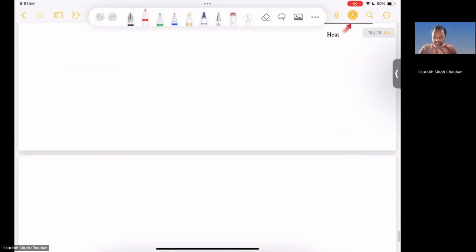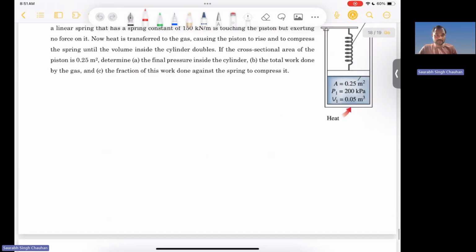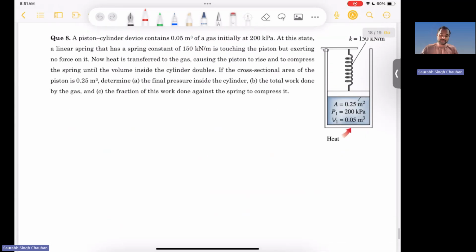Okay. So I hope this was clear. We have one more question, but I don't think that we can solve this in the remaining time. But I will explain how we can solve this. So let us quickly read this.